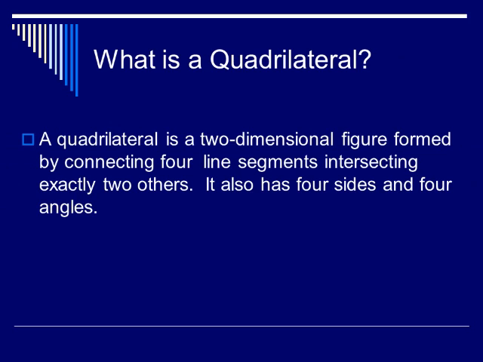Now we will start with the definition of quadrilaterals. What is a quadrilateral? A quadrilateral is a two-dimensional figure formed by four line segments. They are connecting to each other and intersecting exactly two others. And it has four sides and four angles.